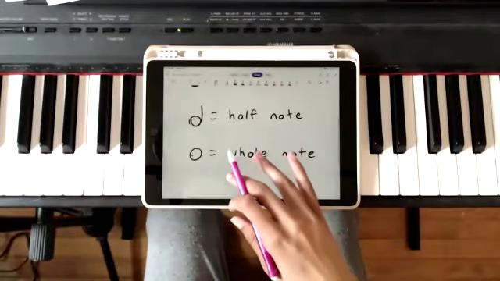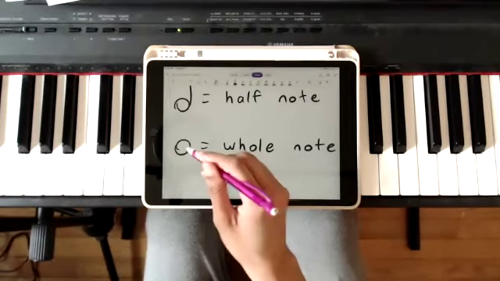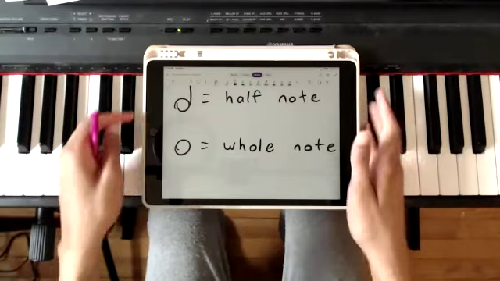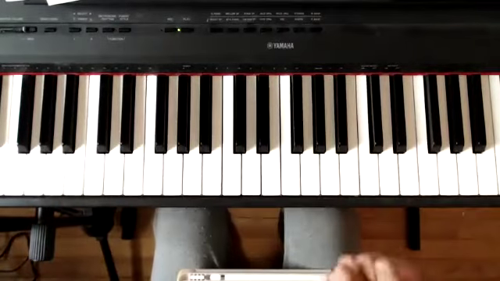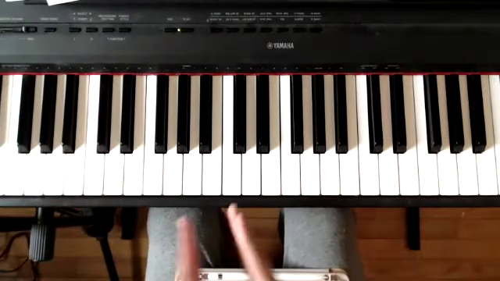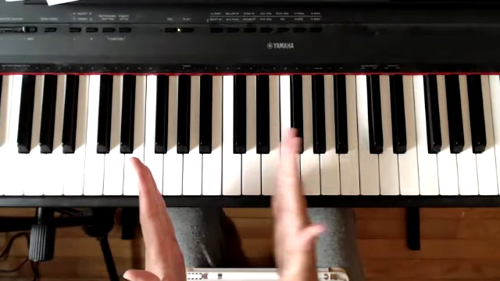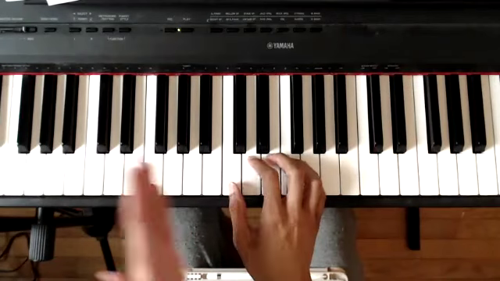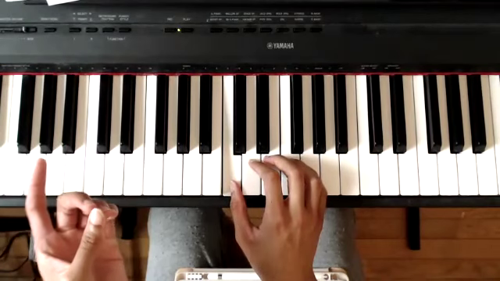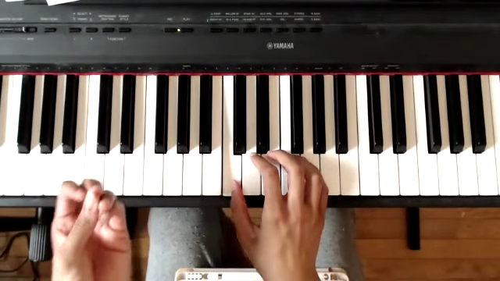The next note that you are going to need to know is called the whole note. The whole note is an open circle and there is no stem. A whole note is going to be 4 beats long. So if I'm going to be playing a whole note in a 4-beat bar, that whole note is going to be played for the entirety of that bar, for all 4 beats. 1, 2, 3, 4.